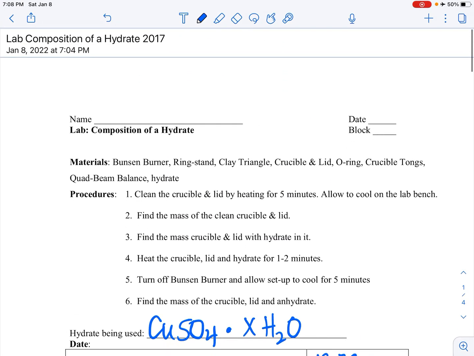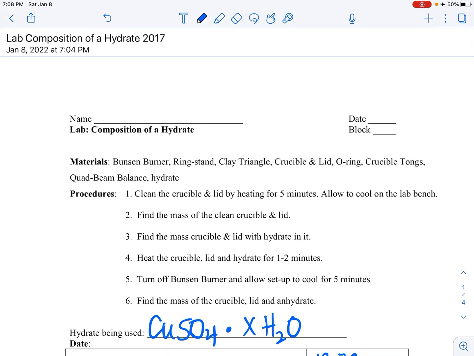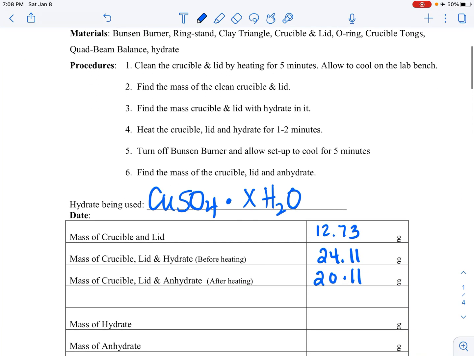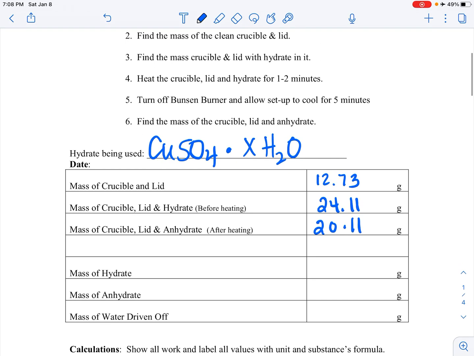Okay, so this is composition of a hydrate, and I have just taken the data from the lab. First of all, I know the hydrate is copper 2 sulfate. I just don't know how many water molecules there would be. So that's our job to figure that out. Got this data from the lab. So now it's time to figure out the mass, the rest of this data table, and then we can get going.